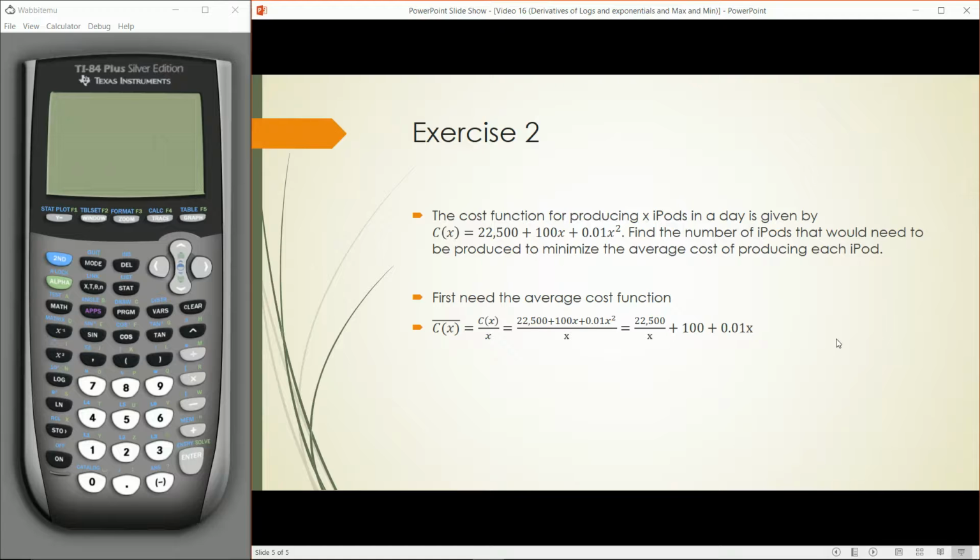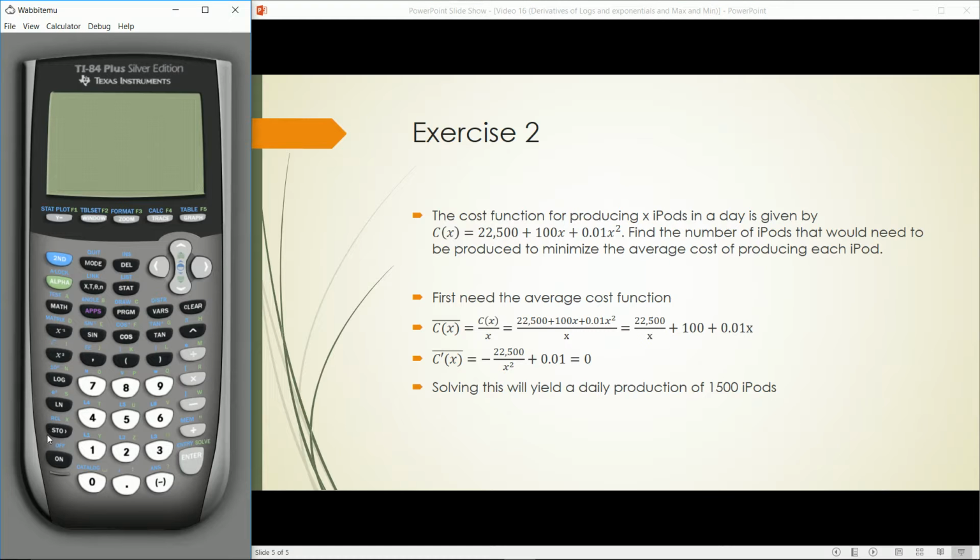Now, the second part, let's go ahead and take the derivative. You all should know that setting it equal to 0 will tell you where your maximums and minimums could occur. All right. Solving this out, we should get 1,500 iPods. Now, how do I know if that's a maximum or a minimum? Well, that's where the calculator comes in.